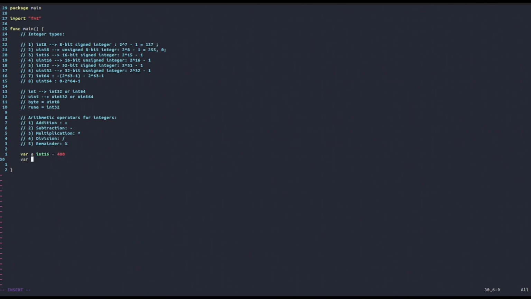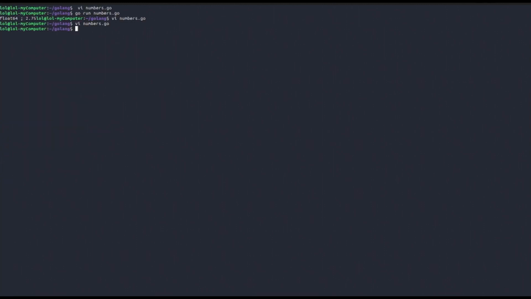Then let's declare another variable b, again of int16 type, equal to 561. So now let's print out with println their difference. And let's see what happens. And we get -161, which is precisely the difference.